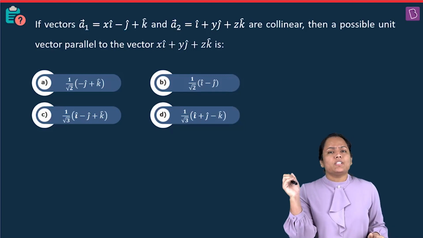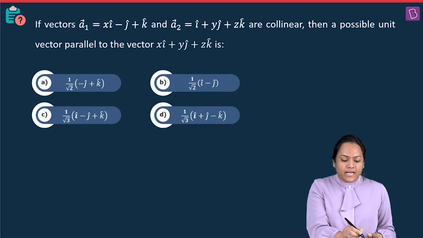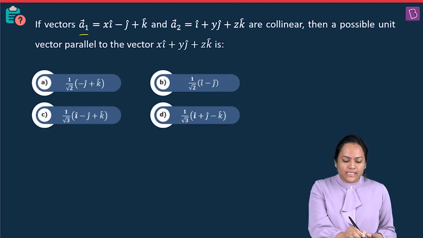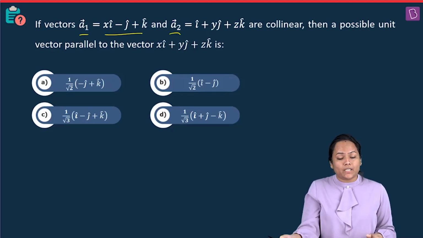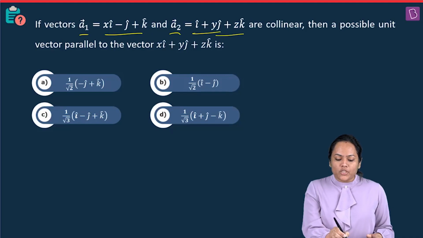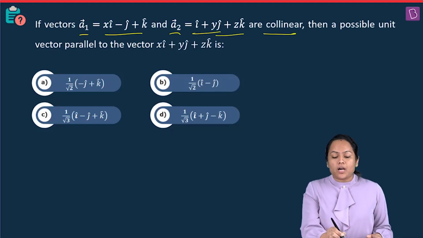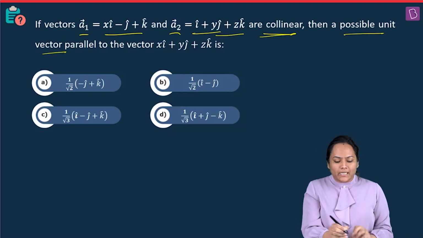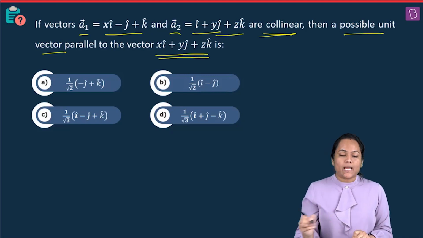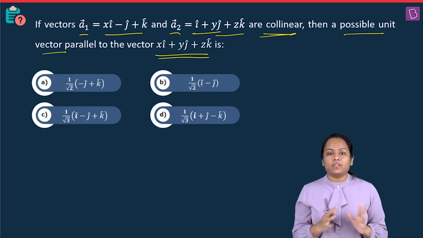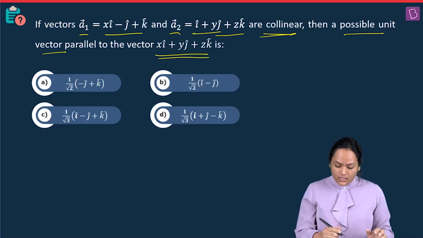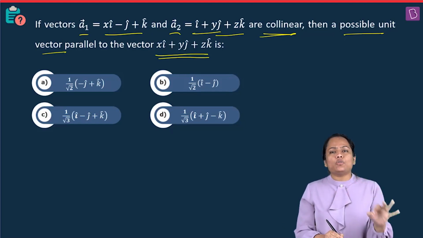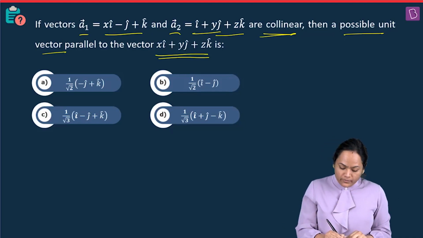Well, the next question is from vectors. They have said that if vector A1, which is xi cap minus j cap plus k cap, and A2 vector, which is i cap plus yj cap plus zk cap, are collinear, then a possible unit vector which is parallel to xi cap plus yj cap plus zk cap is. They have given us 4 options. Okay. So let's quickly move on to the solving part.